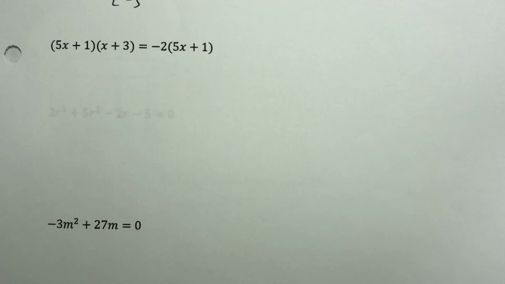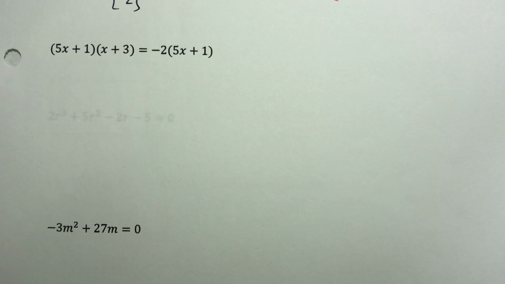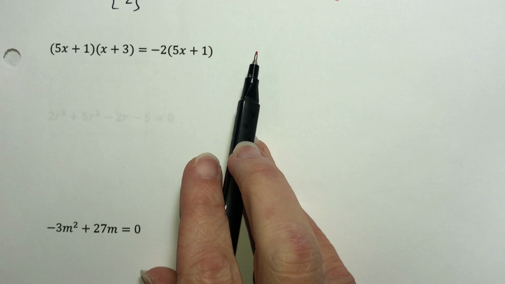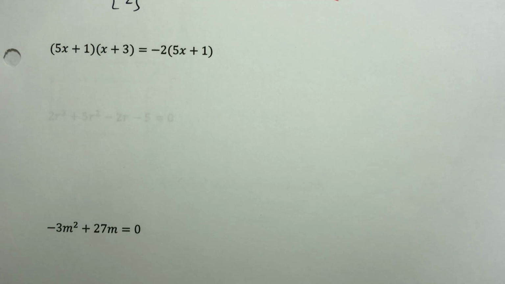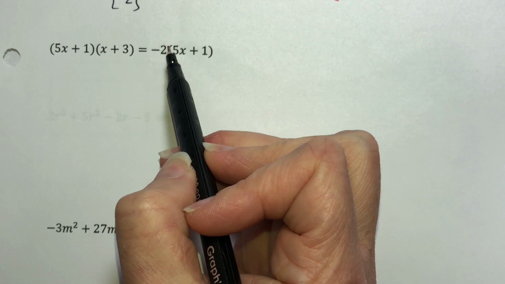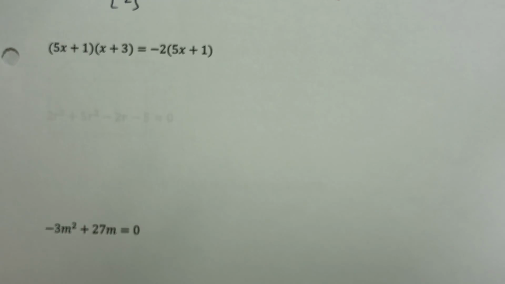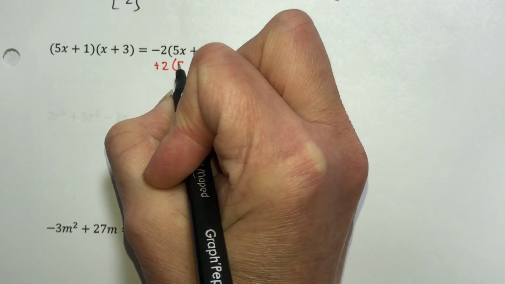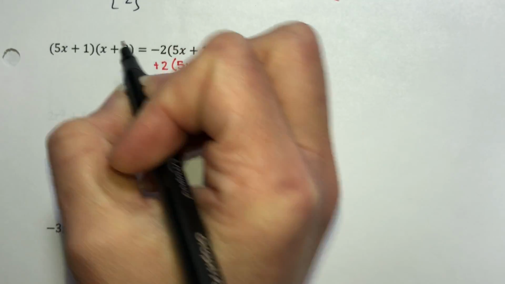This one's pretty tricky. The first thing we need is a 0. So I need to move either all of this over here or all of this over here. And at first it looks factored for us, but it's actually not. Okay? Now, since this is a negative over here, and that's really the only reason why, I am going to add 2 times 5x plus 1 to both sides.